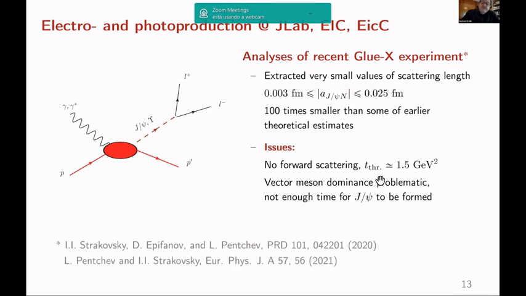And the other issue here is vector meson dominance, which for J psi might be problematic because the size of J psi is not so small. And there's another issue: perhaps J psi has not been fully formed in this process of the photon transforming into J psi. There is not enough time for it to be completely formed.